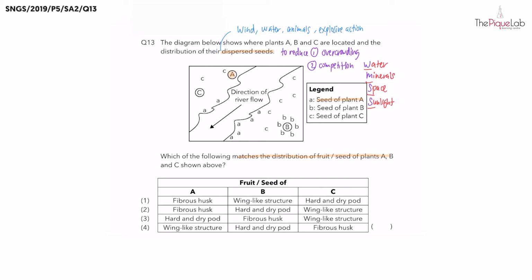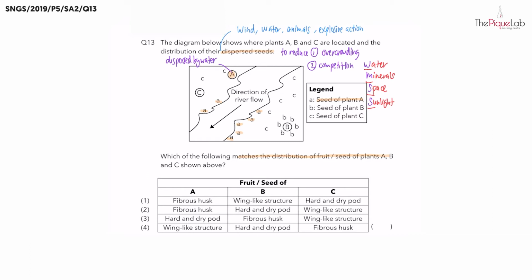And let's find the seeds of plant A. They are scattered on both sides of the riverbank, along the direction of the river flow. So this gives us a clue that plant A is dispersed by water. Let's write that down.